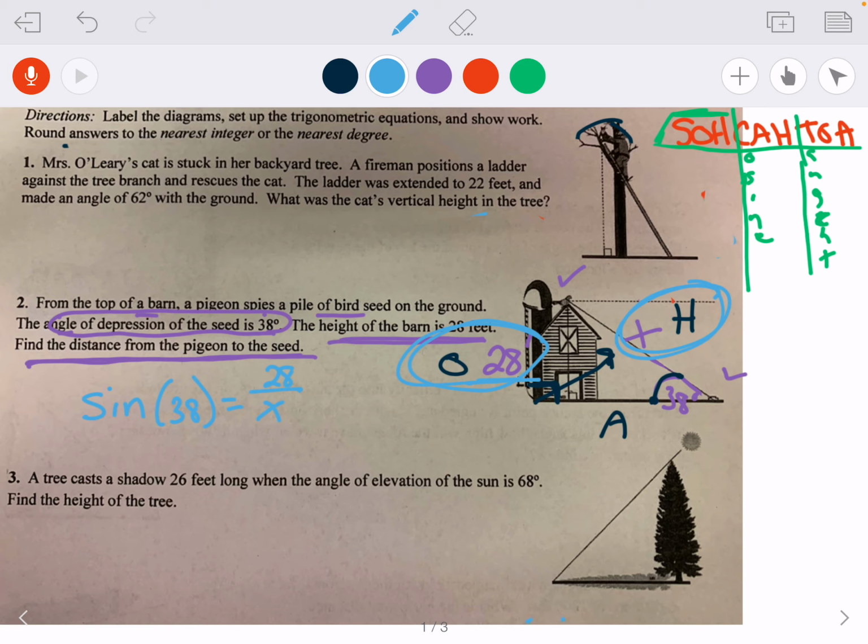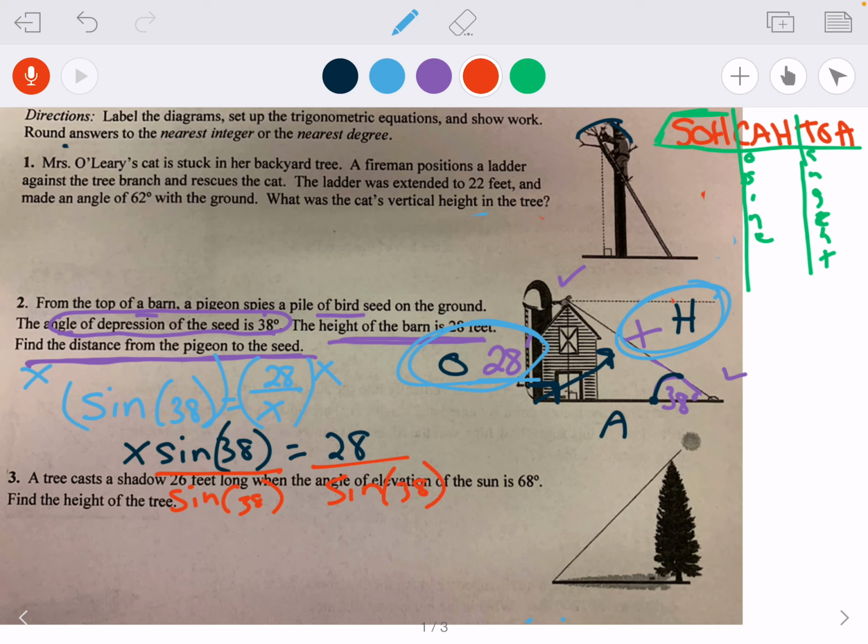And remember, this one you just have to do a little bit of algebra with. So I need to get rid of that x, so I'm going to multiply both sides by x. So I get x sine 38 equals 28. I need x by itself, so I divide both sides by sine 38, giving me x is approximately, rounding to the nearest degree, 45 feet.